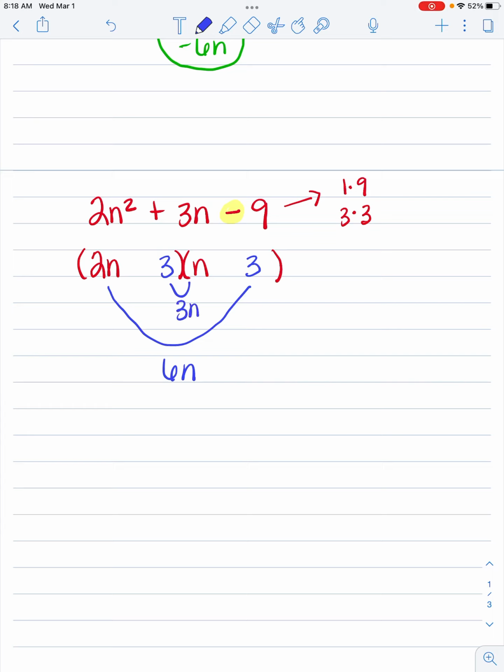Now think about what we want to be negative and what we want to be positive. Whenever I add, I want my answer to be a positive 3n. So logically, this would have to be a negative, right? Negative 3n plus 6n is going to give you a positive 3n. So that means this 3 needs to be negative, and this 3 would need to be positive. That way I get a negative 3 and a positive 6, which added give me a positive 3, and a negative 3 times a positive 3 gives me a negative 9.